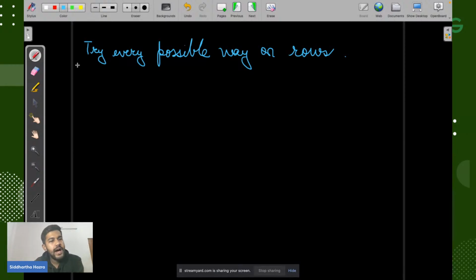Now, the question is how would I try this? To try this, I would tell you a simple thing. Learn this, this is a concept. There is a concept of power set. You can do this recursively also. You can use recursion to solve this and try all possible ways.